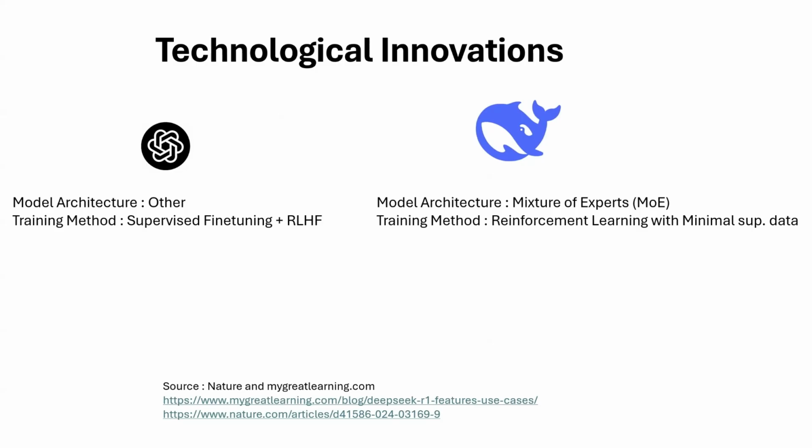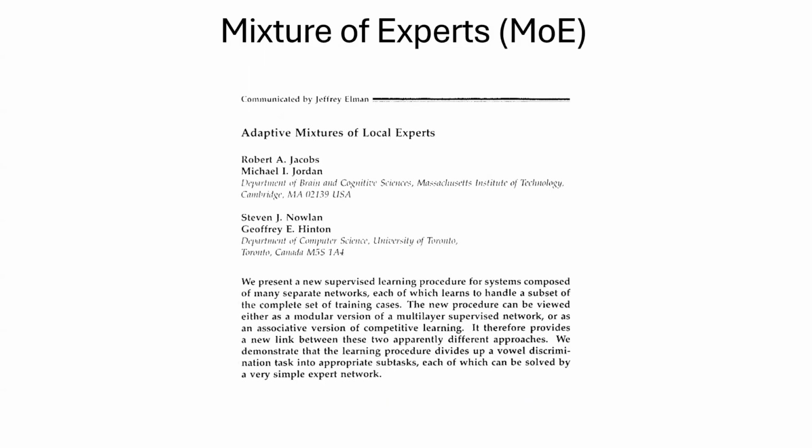The training method used by GPT-O1 is supervised fine-tuning with reinforcement learning with human feedback. I will explain that as well. While that for DeepSeek R1 is reinforcement learning with minimal supervised data. So we will start with the model architecture, mixture of expert.